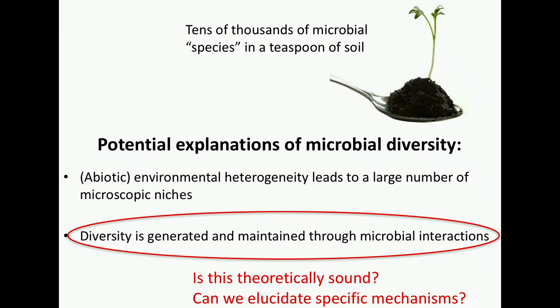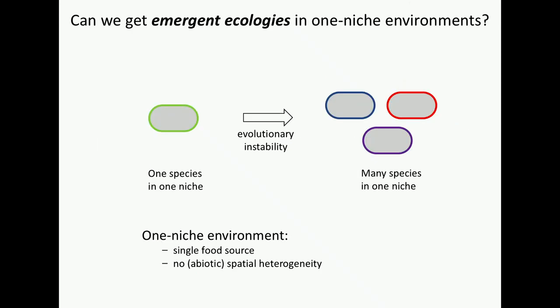In order to eliminate the first types of explanations, we're going to ask, can we get emergent diversity in one niche environments? For the purposes of this talk, what I mean by one niche environment is, let's say, a single food source, no abiotic spatial heterogeneity, though we might have an emergent biotic heterogeneity. Basically, we're going to ask whether the situation where we have one species per one niche is evolutionarily unstable with respect to emergence of some diversity. Now, why would that be?